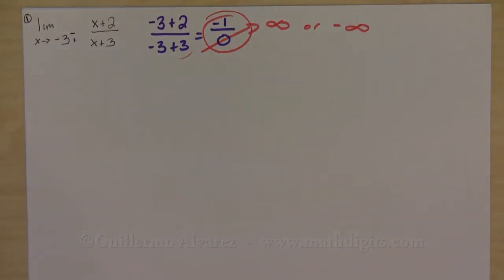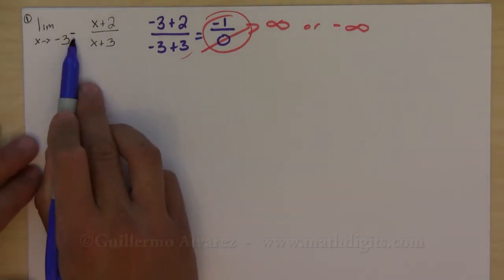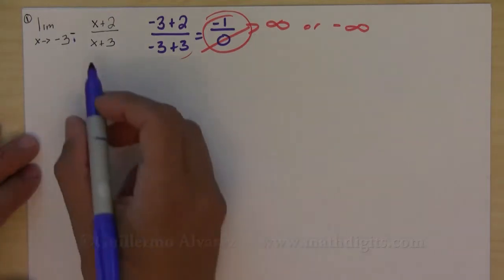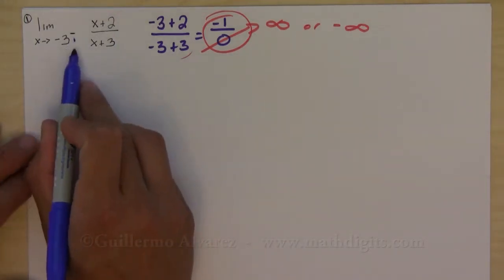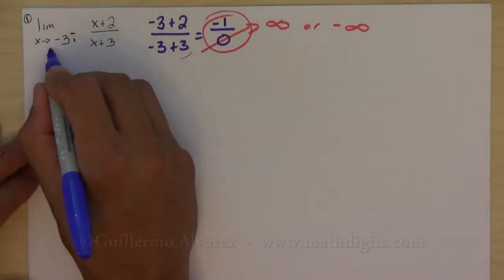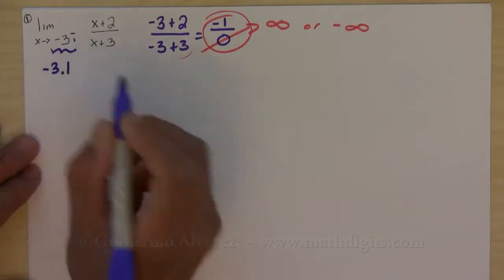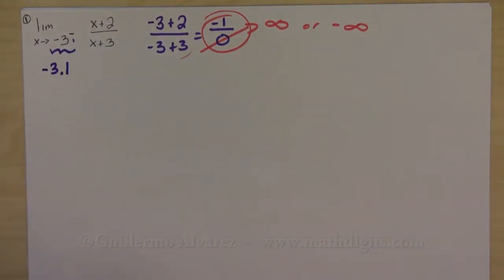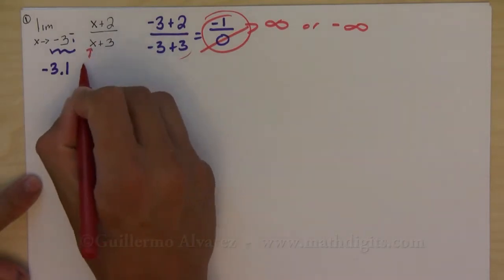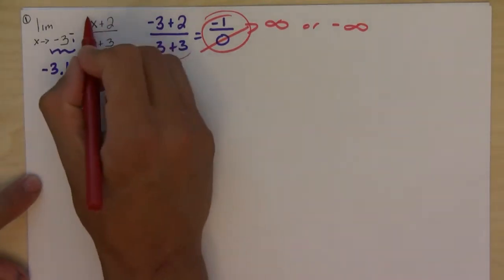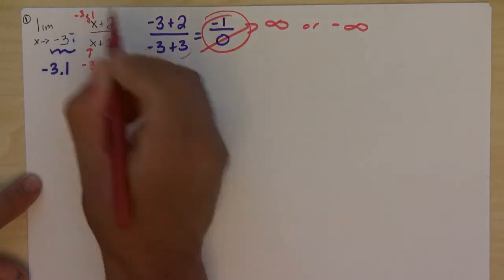Okay, so the easiest way to do this is you look at what direction you're coming from. Here, since it's telling me from the left, I'm going to pick a number close to -3 from the left hand side, and I'm going to plug that number in to give me an idea. And so because of this, I'm going to choose -3.1, and this number I'm going to plug it into this x value and this x value.